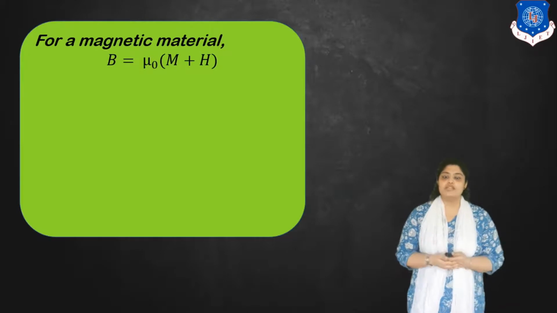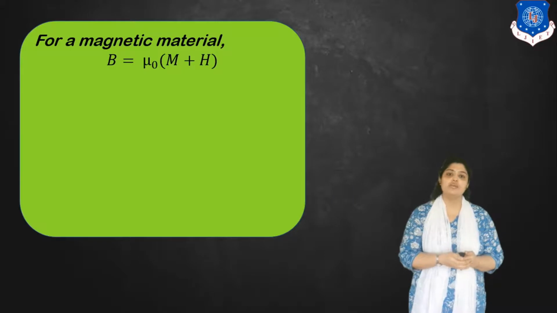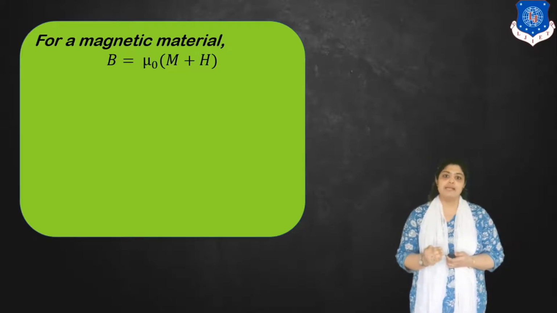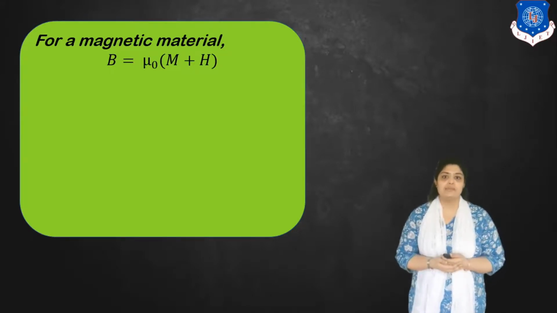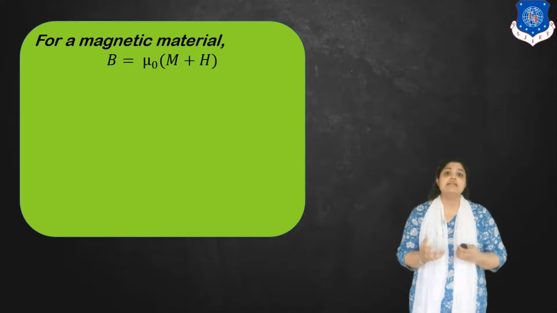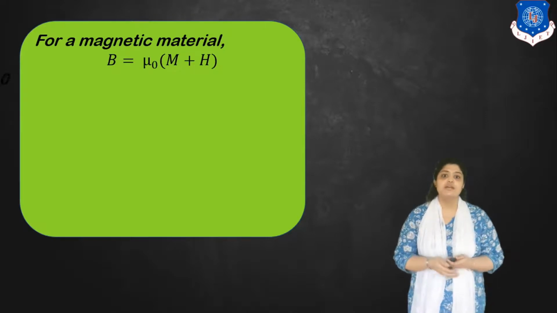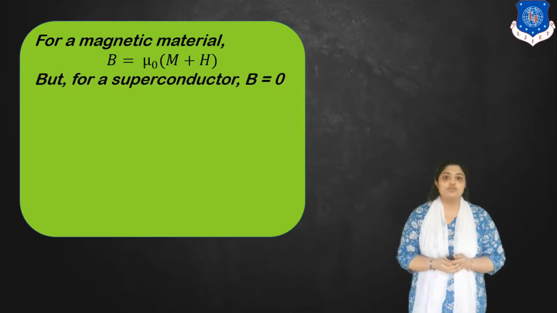There is a very common equation we have studied in magnetism, which says that B is equal to mu 0 times M plus H, where B is known as the magnetic flux density, mu 0 is known as the magnetic permeability, M is the magnetization, and H is the applied field. This is a relation which relates all three parameters. For a superconductor, we've seen that flux density is zero because the superconductor does not allow magnetic field lines to pass through it. So we say that B is equal to 0 for a superconductor.